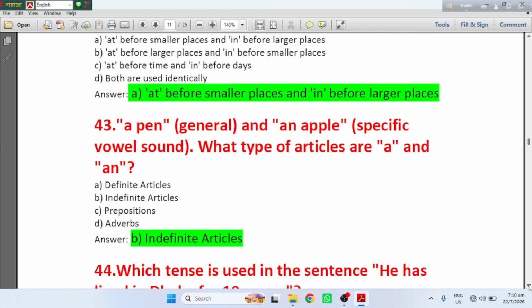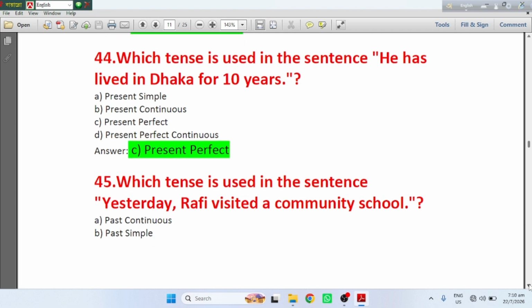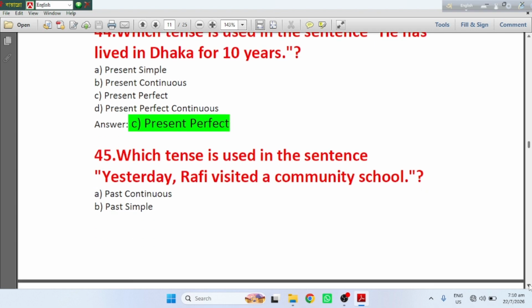43. A pen and an apple, specific vowel sound. What type of articles are a and an? Indefinite article. 44. Which tense is used in the sentence? He has lived in Dhaka for 10 years. Present perfect. 45. Which tense is used in the sentence?